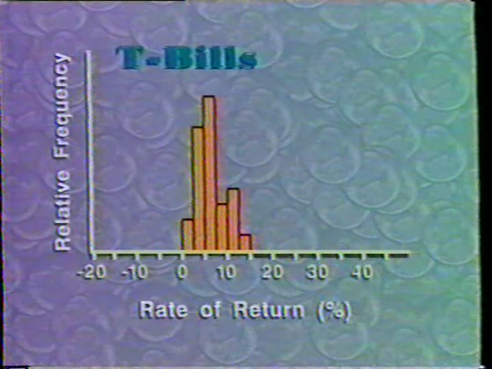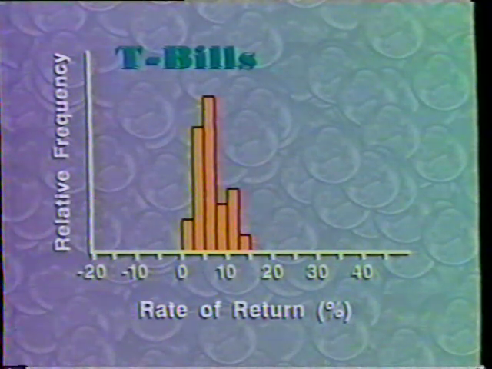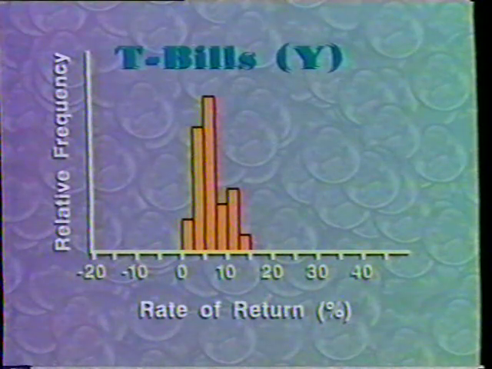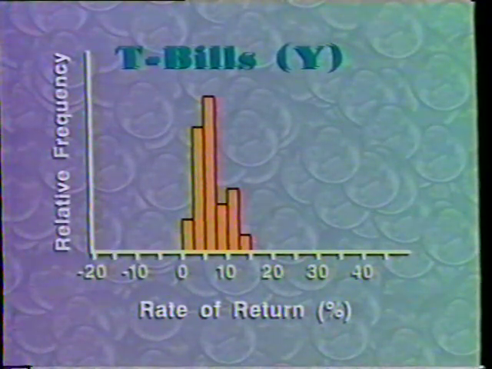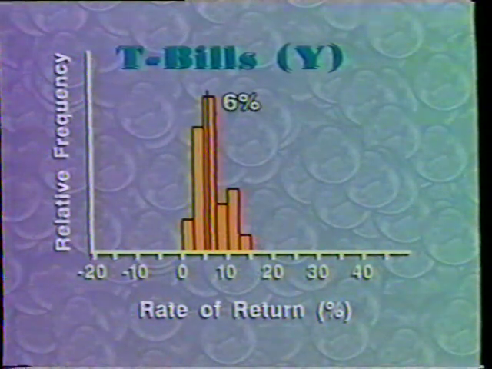Now here's the distribution for the rate of return on T-bills. We'll call this random variable Y. The variance is much smaller. In fact, not once in 30 years did people lose money in T-bills. But the mean is also smaller, about 6%.